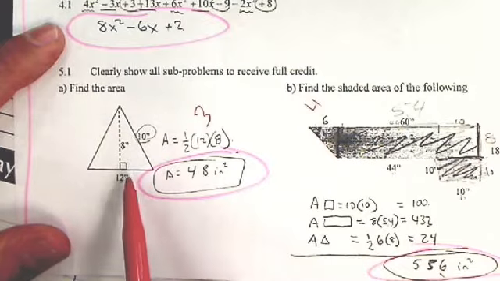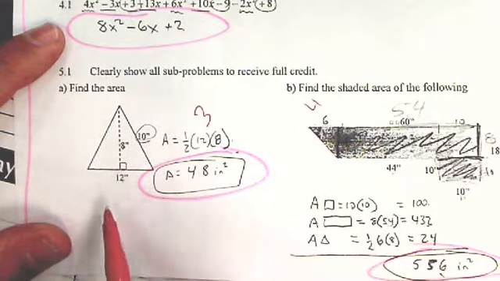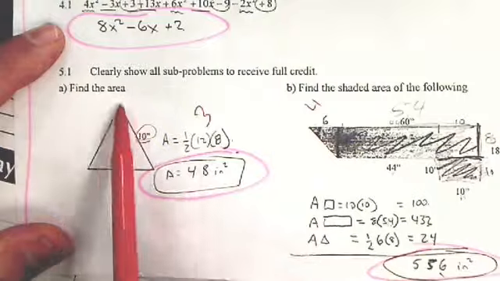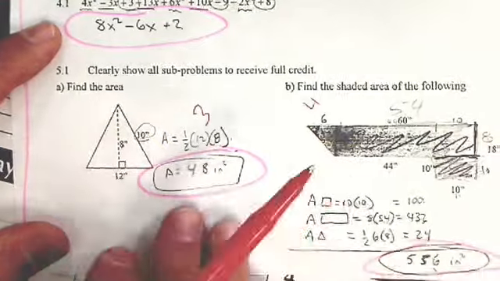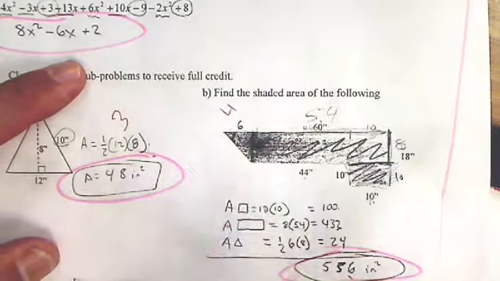Find the area. Well, area of a triangle is just 1/2 base times height. Base is 12, height is 8. Multiply them together, divide by 2, and there you go. This one's a lot more complicated.